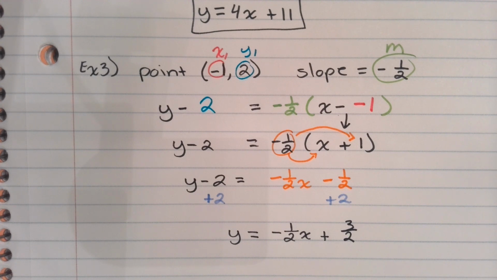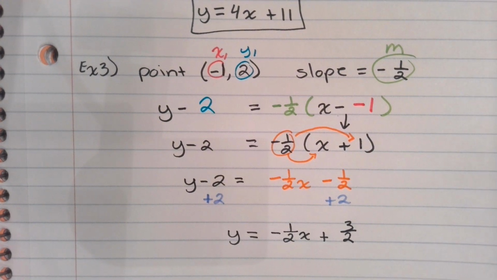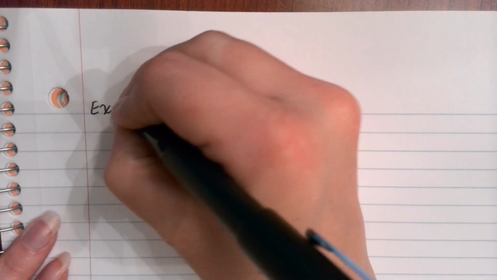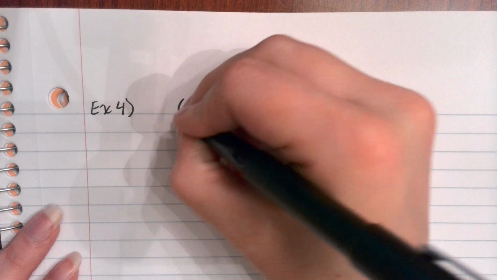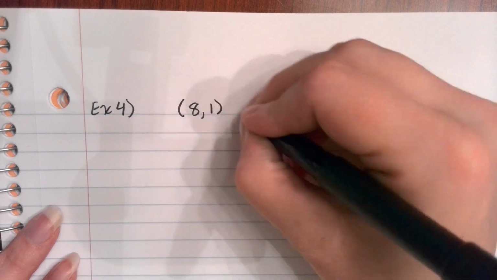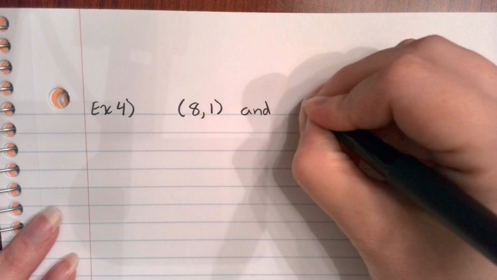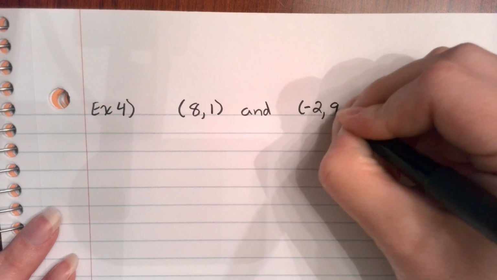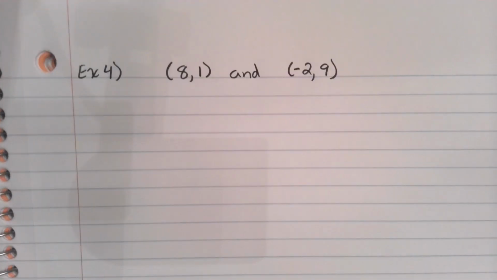Now, one more problem. We're going to try one more problem. This one's set up a little bit differently. So I'm going to go ahead and flip to the next page. With this problem, I'm going to give you 2 points. So 8,1 and negative 2,9. 8,1 and negative 2,9.